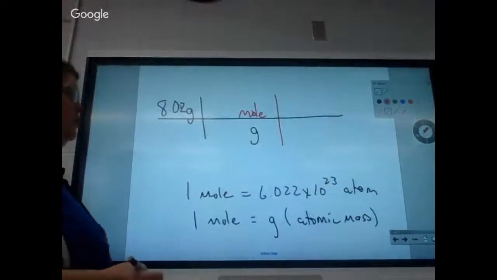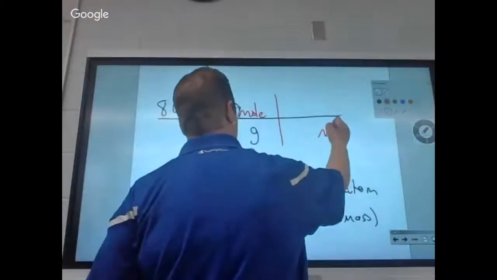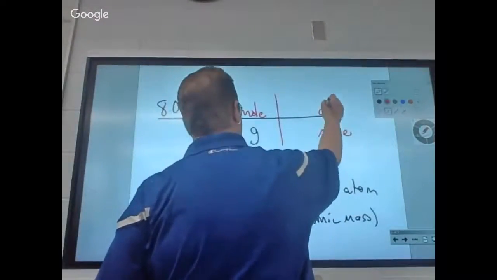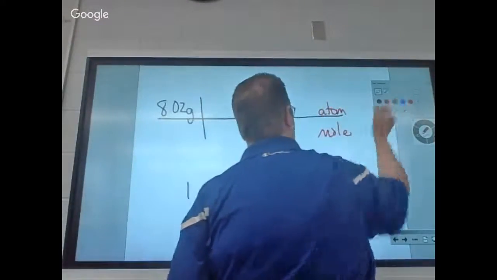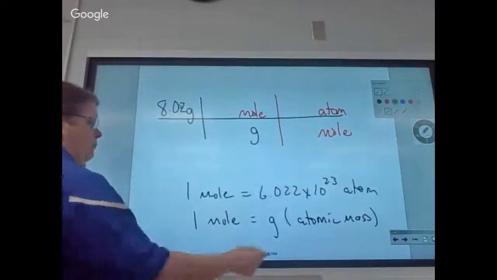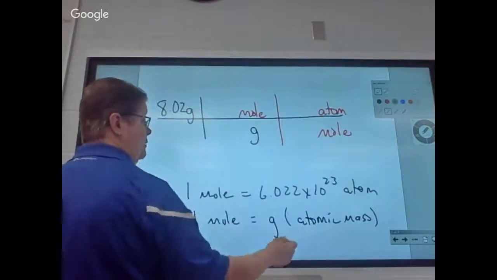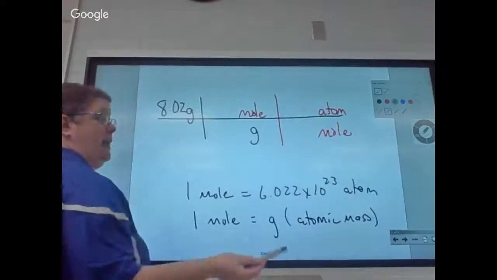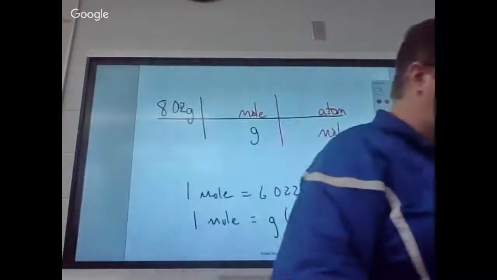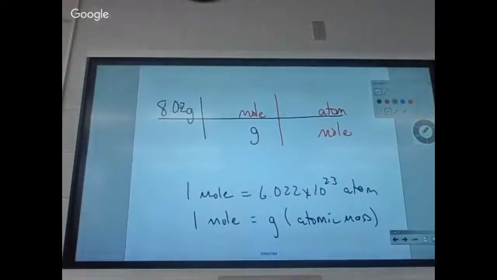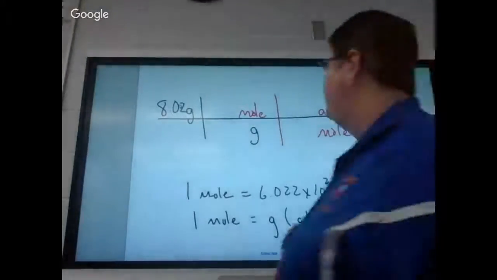From a mole, what goes on the bottom? Moles, and then go to atoms. So, what goes beside grams? What goes beside grams? Mass. So, what element did they give us in the question? Because I do not know. 7 had sulfur, S. 32.7.